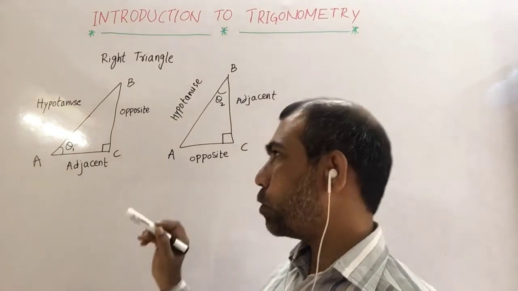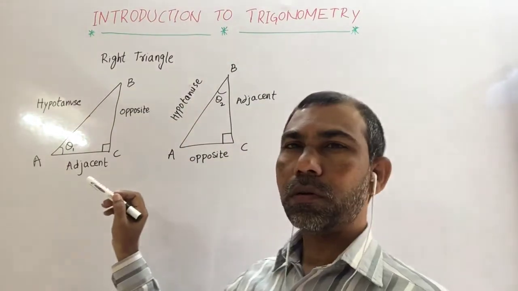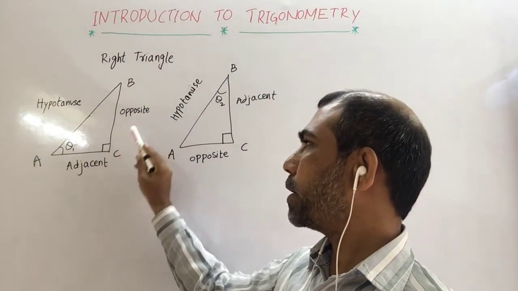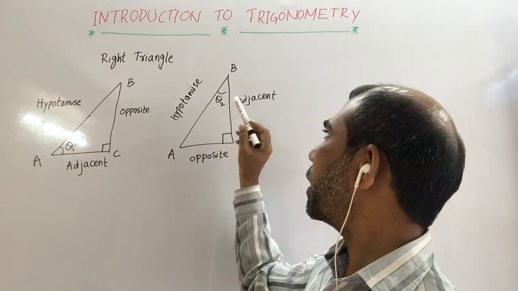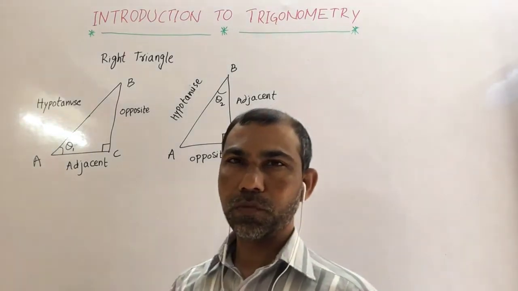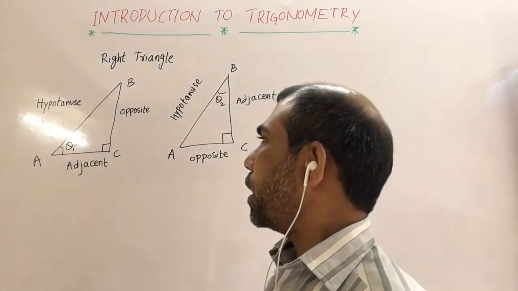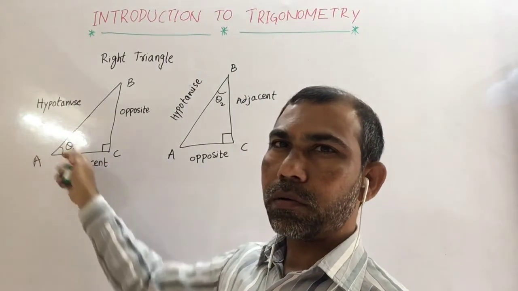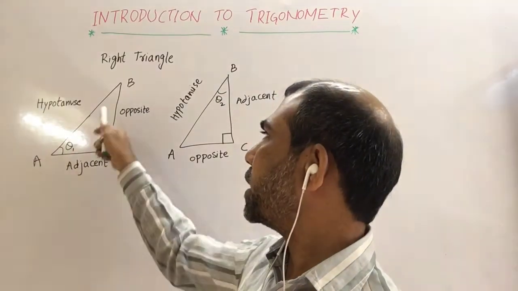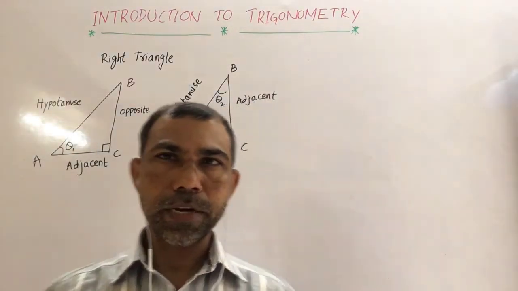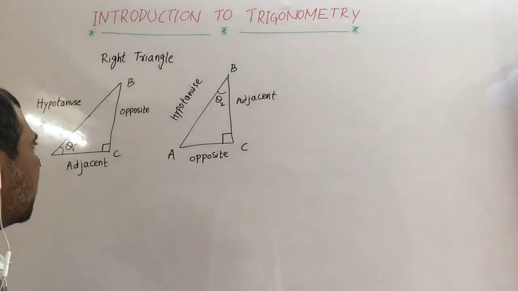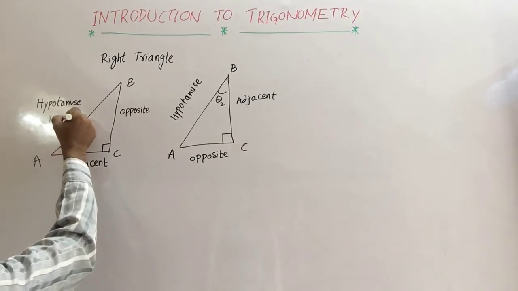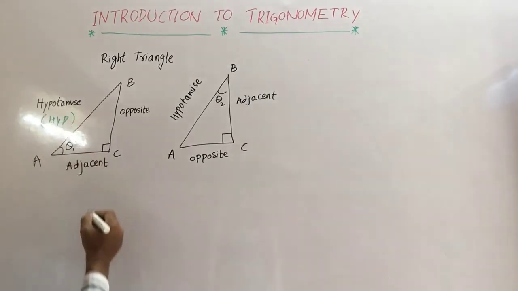Here we will discuss the different terms related to trigonometry: hypotenuse, opposite side and adjacent side. These are the three terms. And hypotenuse, as usual, is the side opposite to the right angle. Here AB is opposite to the right angle, that is the hypotenuse. We can represent it in short as HYP.